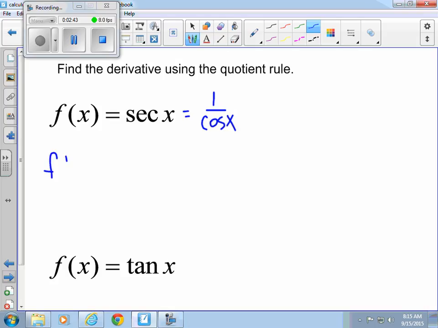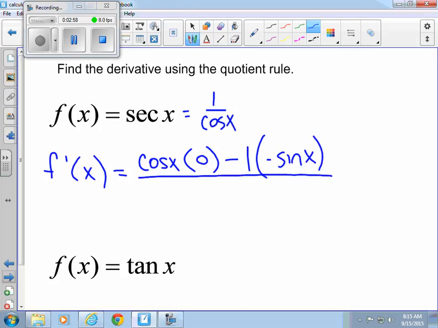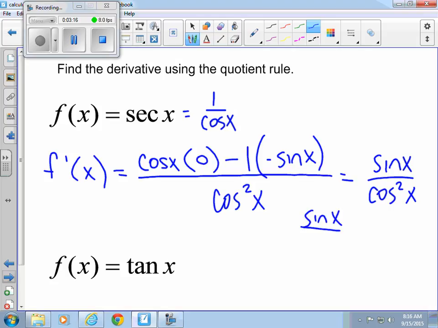So the derivative of secant of x: low d high is the derivative of 1, minus high d low, and what's the derivative of cosine? All over cosine squared of x, which is sine of x over cosine squared of x. There isn't anything wrong with that, but that is equivalent to sine of x over cosine of x times 1 over cosine of x.